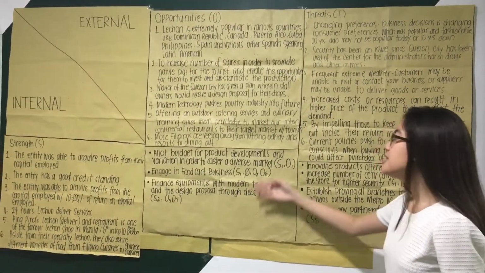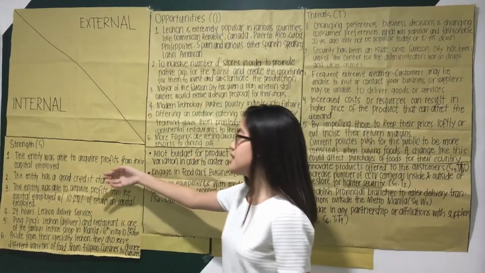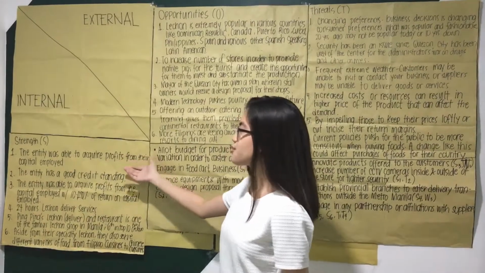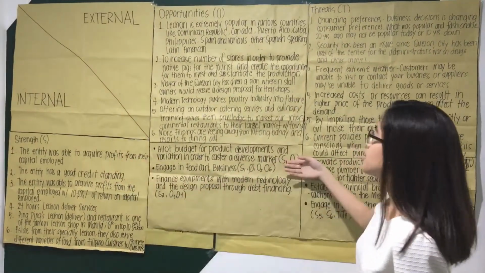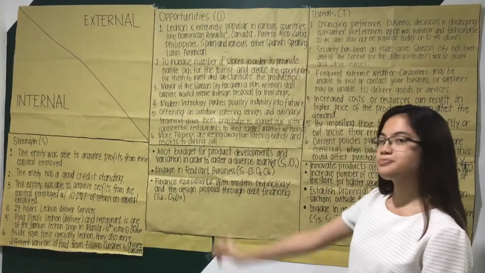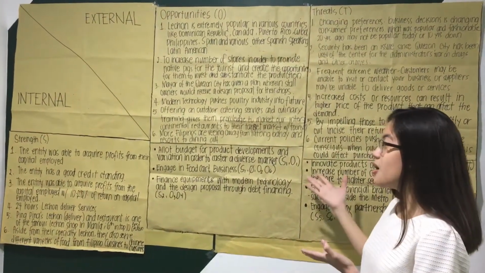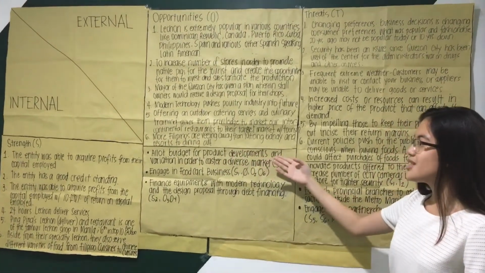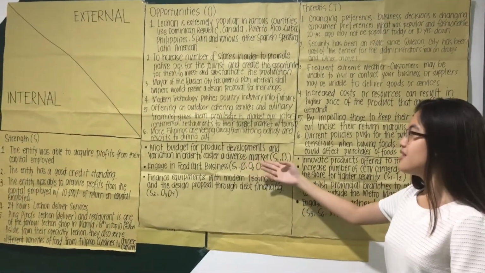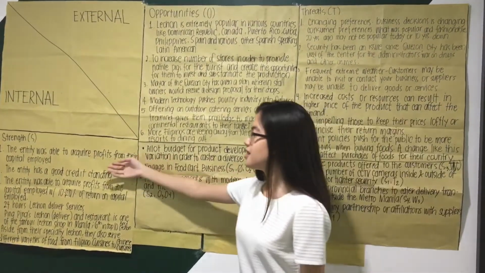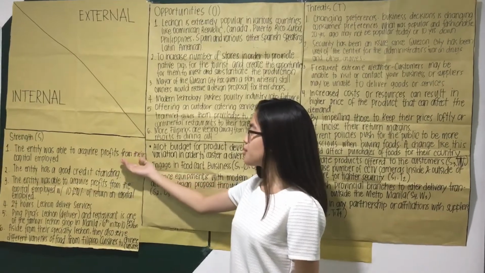So let's start. In S1, the proponents used that the entity was able to acquire profits from their capital employed, together with the O1, wherein lechon is extremely popular in various countries. Next, they developed the strategy to allot budget for product development and variation in order to cater to a diverse market.